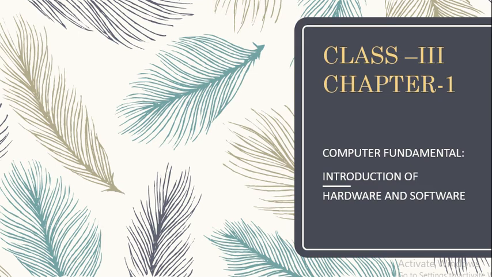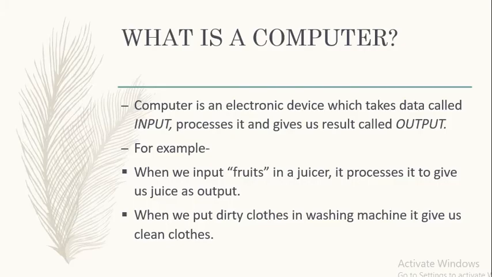Here the chapter name is Computer Fundamental Introduction of Hardware and Software. The very general and basic question related with this chapter is, what is a computer? Means the definition of computer. So, computer is an electronic device. Electronic devices are those devices which can be run with the help of electricity. So, computer is also an electronic device which takes data called input, processes it and gives us result called output.